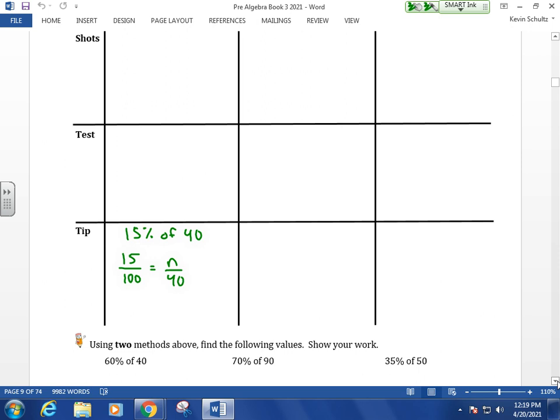We could use cross products here, like I said earlier. We could also reduce 15 hundredths to 3 twentieths if we divide each of these by 5.